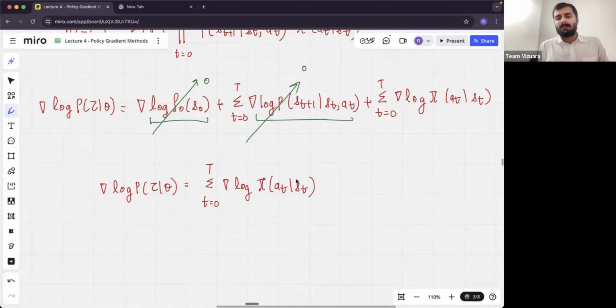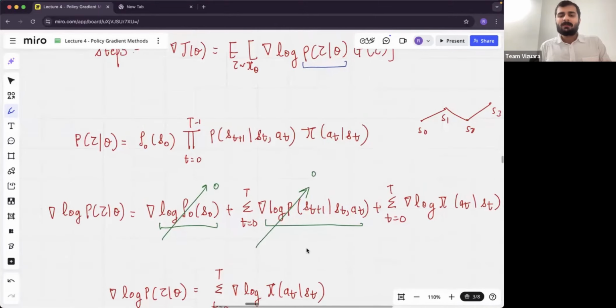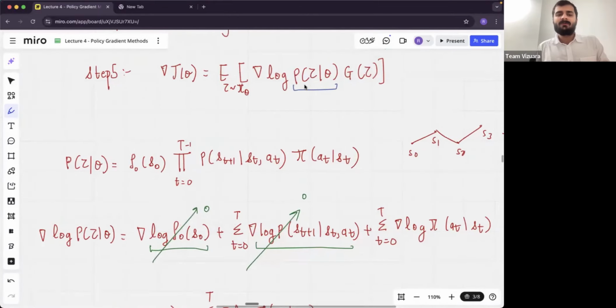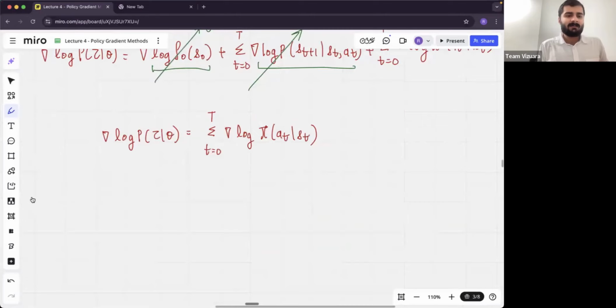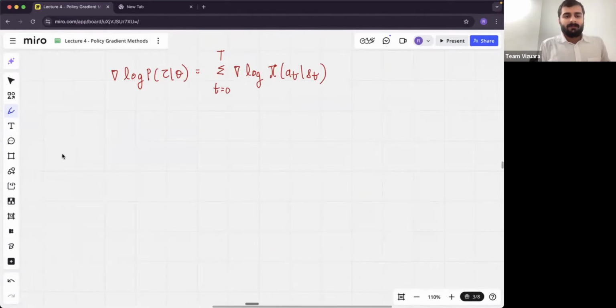What does this mean? This means that we first have to calculate the log of the policy, take the gradient of that, and then sum it up for all the states in the episode. And now we substitute this here to get our final expression, which we'll write as step number 7. And this is all that we need to understand everything in this lecture.